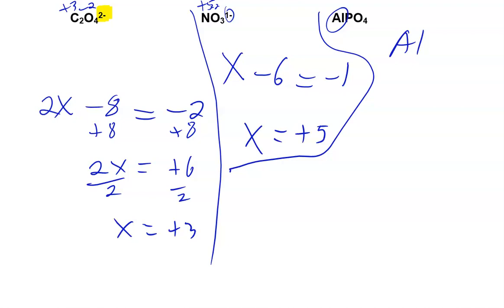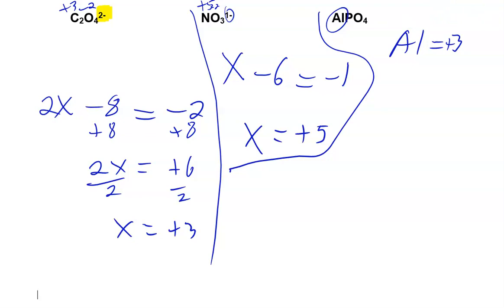So we know that that's going to be plus 3. The charge is a 3 plus. That means the oxidation number is a plus 3. If you broke this apart, you would have aluminum as a 3 plus, and then phosphate as a 3 minus. So just like our second rule, if you have a monoatomic ion, then the charge is the oxidation state.